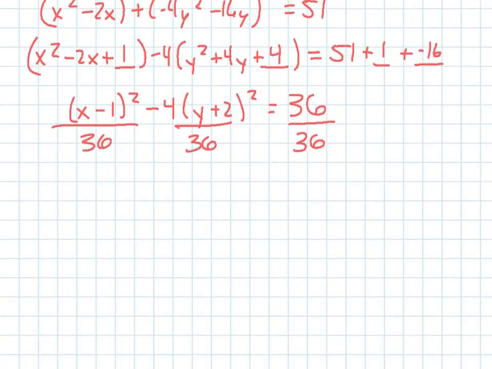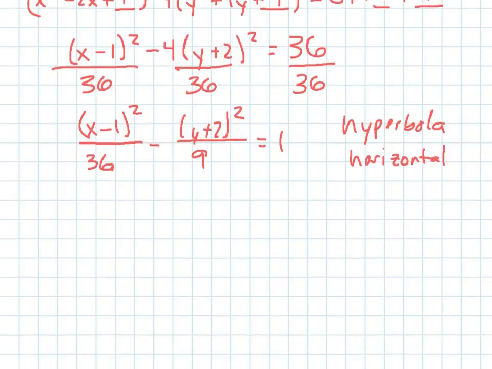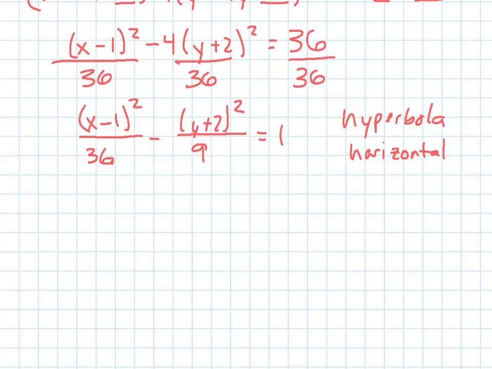Okay, so now I want to divide everything by 36. And then simplify, so that gets me x minus 1 squared over 36. Then minus y plus 2 squared over 9 equals 1. Okay, so here, this one, like I said earlier, it is a hyperbola. Okay, and this one is going to be a horizontal. Your transverse axis is going to be horizontal. Okay, now I still want to find my important stuff. Now it's important to know that the center here is going to be at 1, comma, negative 2.